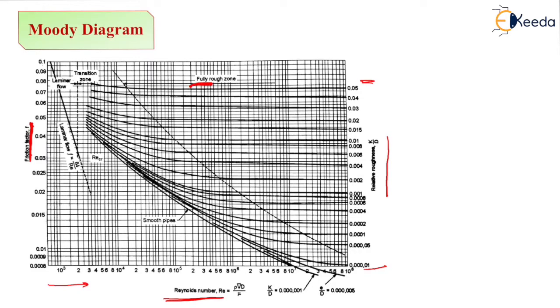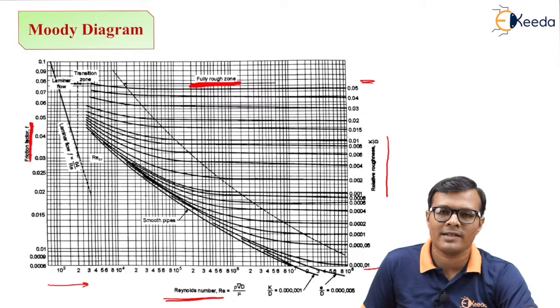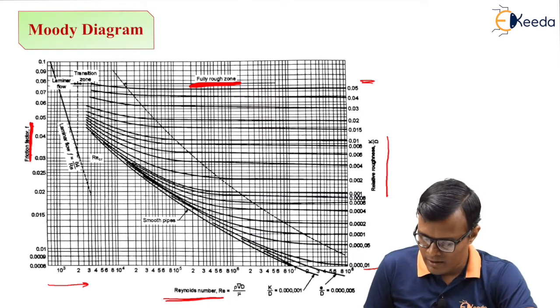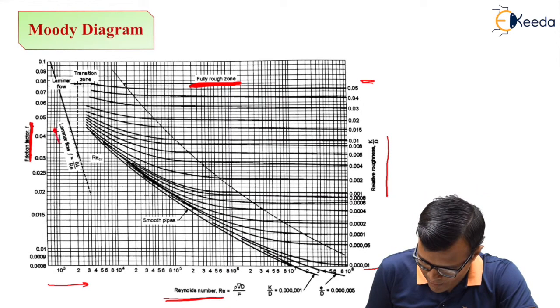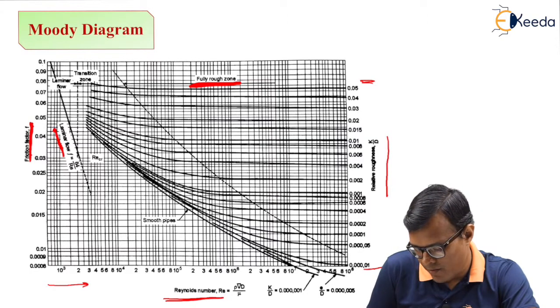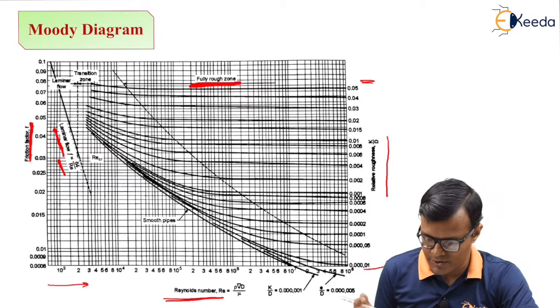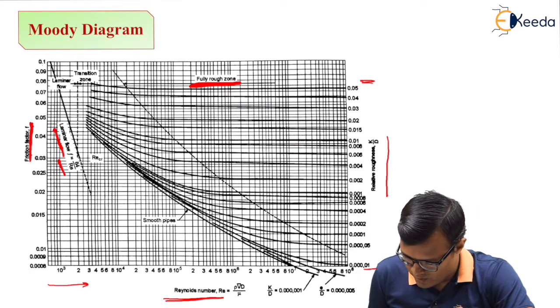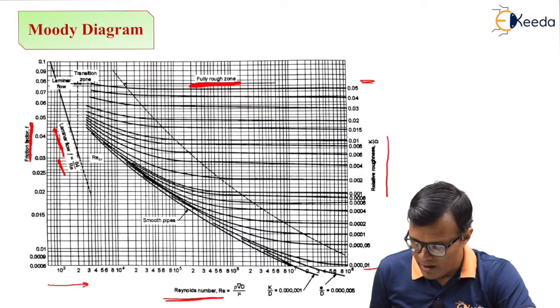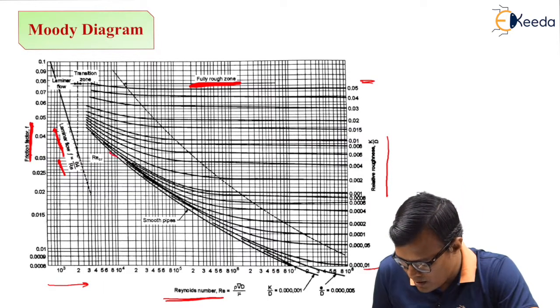There are various zones. Say for example, this is the fully rough zone. So reading in this zone indicates that we are talking about fully rough zone, or some laminar flow zone. So this is the curve for laminar flow, and we have seen this formula also for laminar flow: 64 upon Re is the value of friction factor. So this is the zone of laminar flow. If pipes are smooth, then we have obtained some curves.